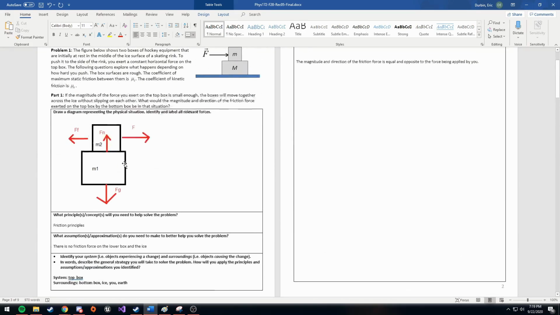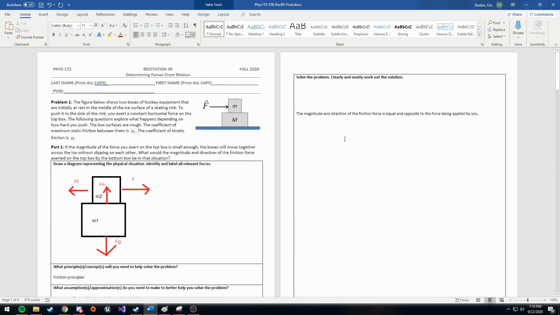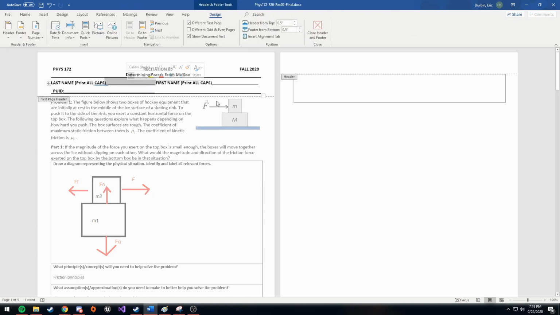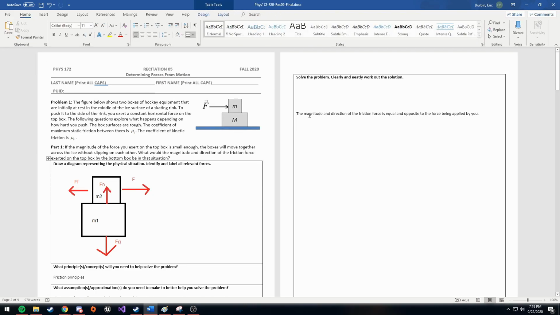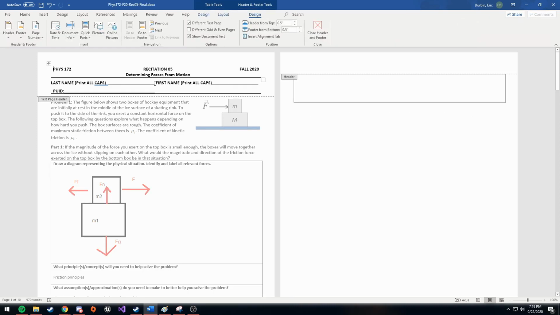Okay, so just to be sure, our answer is the magnitude and direction is equal and opposite to the force being applied by you. Is that what we're settling on? That's what I am settling on. Does anyone have any objections? No objections here. All right.